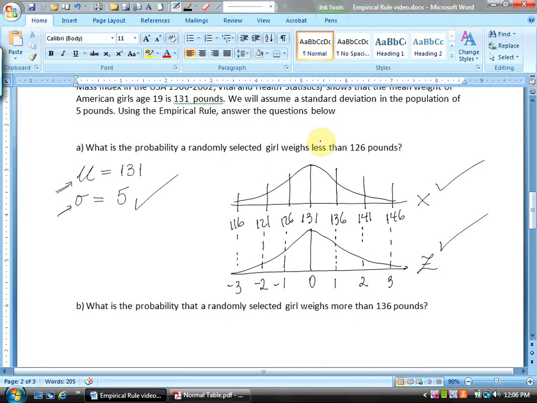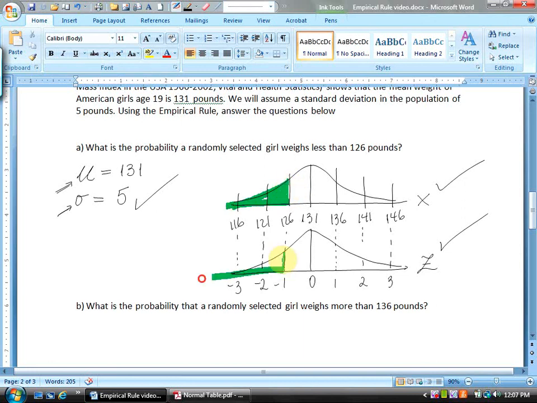Now we can answer the question. The probability that a randomly selected girl weighs less than 126 pounds. You have to say randomly selected. Otherwise, it's not probability. Okay? So, the girl is randomly selected. What is the probability she weighs less than 126 pounds? So, let's shade the area we want. Okay? We want this area.